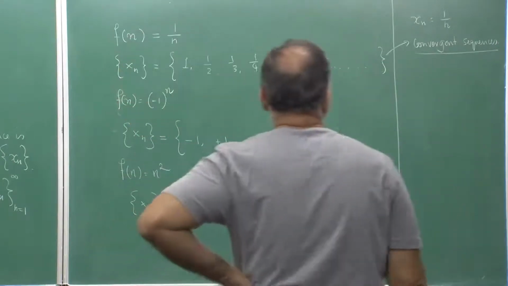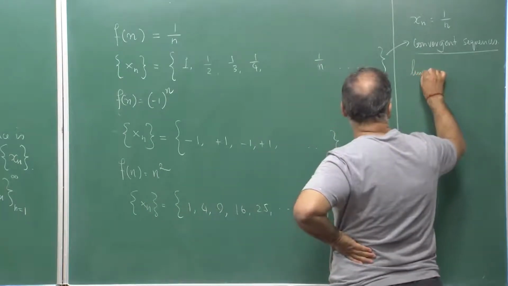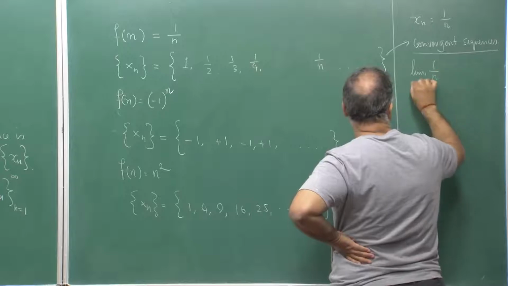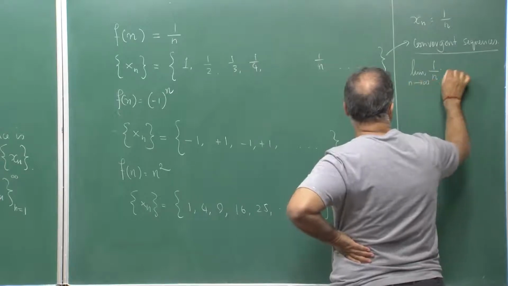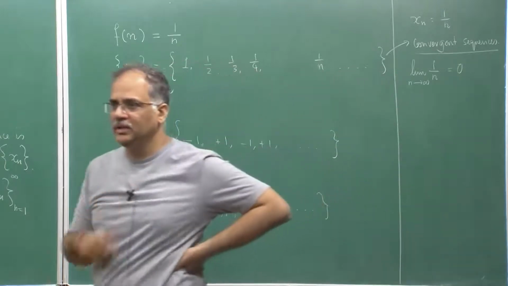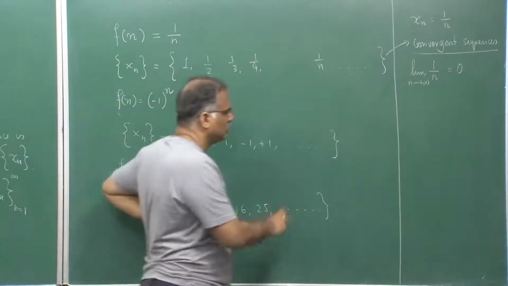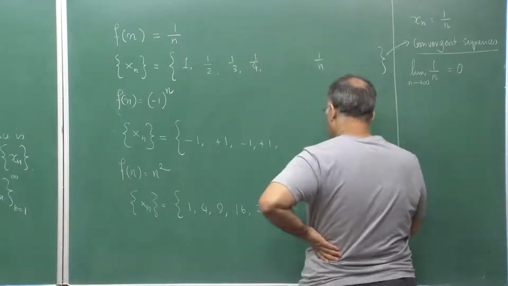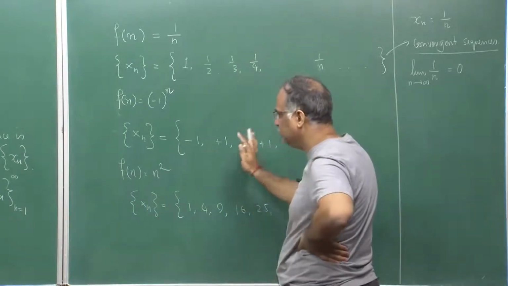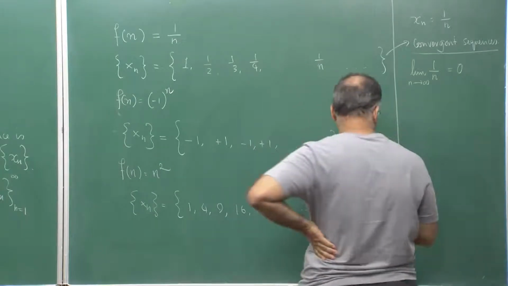So, we can write in this language: the limit of 1 by n as n tends to infinity is equal to 0. You understand this very well, that as n increases, the value goes down. But what about this sequence? It looks a little strange, minus 1 plus 1 minus 1 plus 1. Let us first look at another sequence.